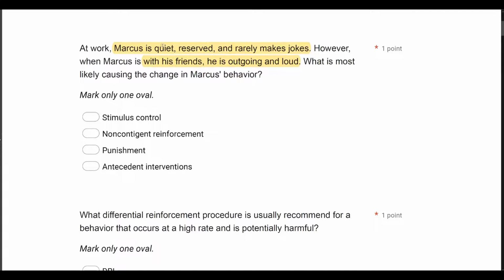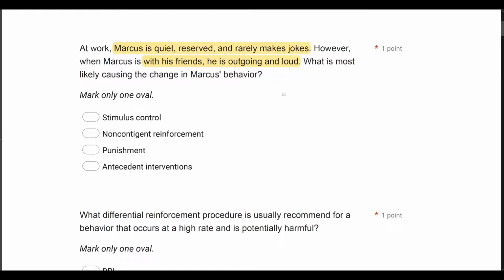When he's with his friends, being outgoing and loud is probably much more reinforced, right? At a much higher rate. Now his behavior is under all these other different types of contingencies. Stimulus control is taking place and affecting Marcus's behavior. It's why it's so important as RBTs that you build rapport and attempt to gain instructional control. So that just means you have stimulus control.